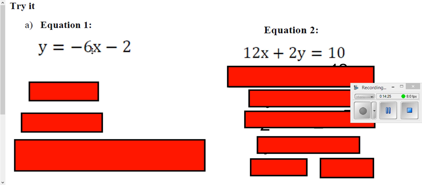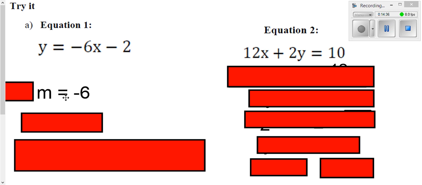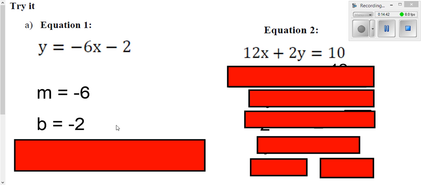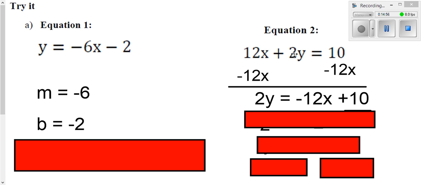Let's go ahead and do another one together. Here's our two equations. Again, the first one is already in y equals mx plus b, slope-intercept form. So we can look at it and see that the slope is -6 and the y-intercept is -2. Second equation we will have to put into slope-intercept form. So the first step is to get rid of these x's over here. Add 12x to both sides. Cancels out over here. We are left with the +2y. And over here, we'll put our x term first, negative 12x, and that's a positive 10 there.